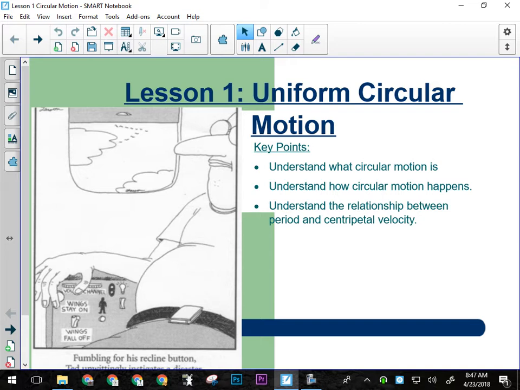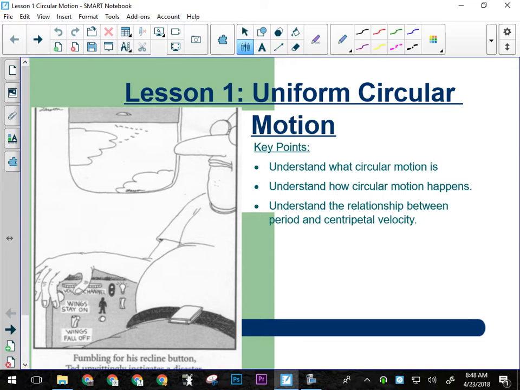So we're going to look at what circular motion is. It's when something goes around and around in a circle. See, this unit's getting easier already. We're going to understand how circular motion happens. Okay, for something to move in a circle, certain conditions have to be present. And we're going to look at the relationship between period and centripetal velocity.